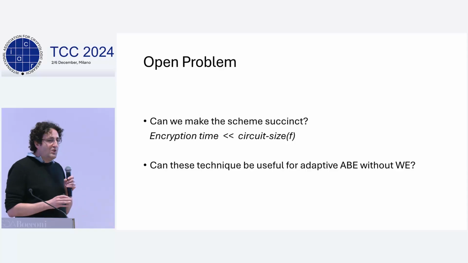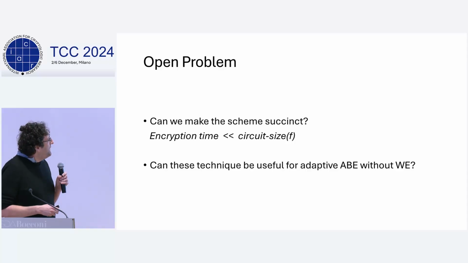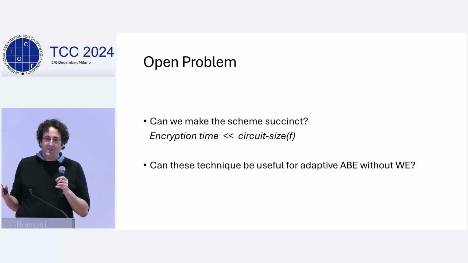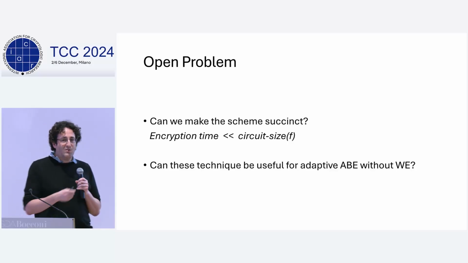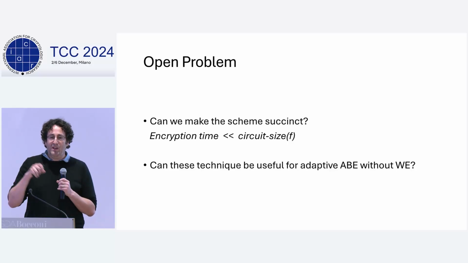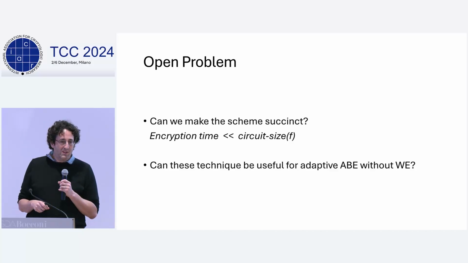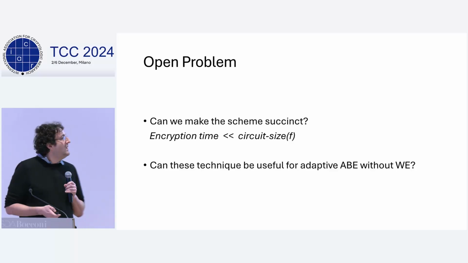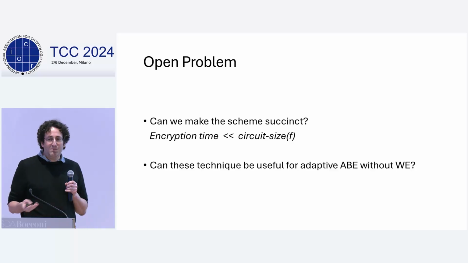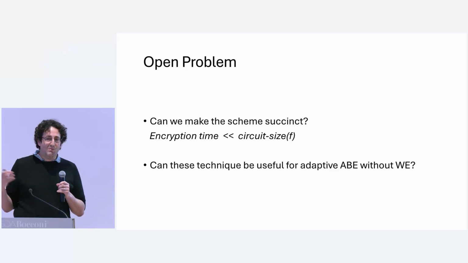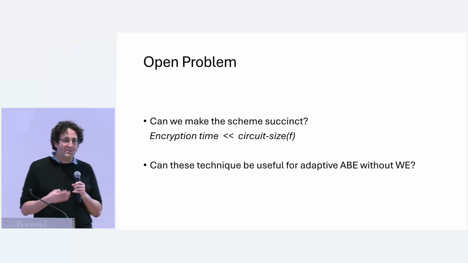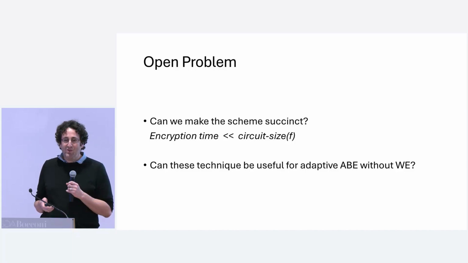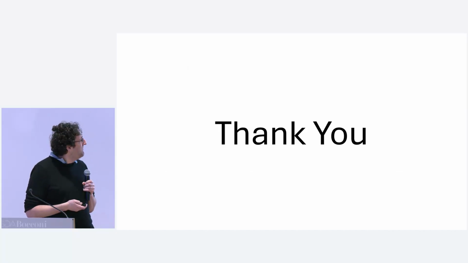And so I want to just leave you with 2 open problems. The first one is, can we make the scheme succinct, meaning that the encryption time and ciphertext size is smaller than the circuit size of the policies we can handle? So this is something we know how to do from LWE and IO, but we don't know how to do it from witness encryption. This is even open in the case of just selective security. And the second open question is, can these techniques be used beyond just ABE from witness encryption? Can we somehow use this functional tag system or some of these techniques to get adaptive security more generally or for more assumptions? Thank you.